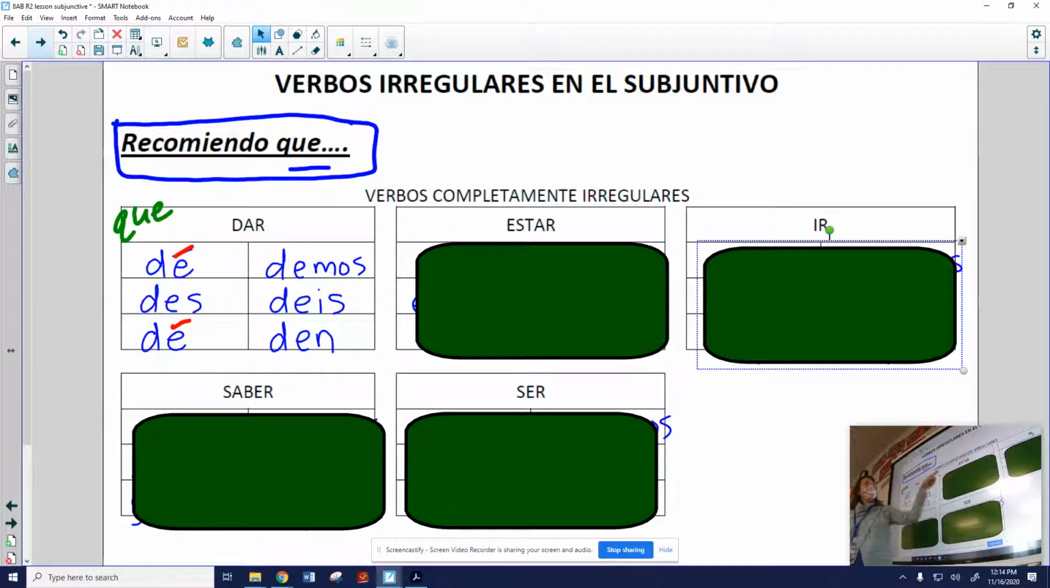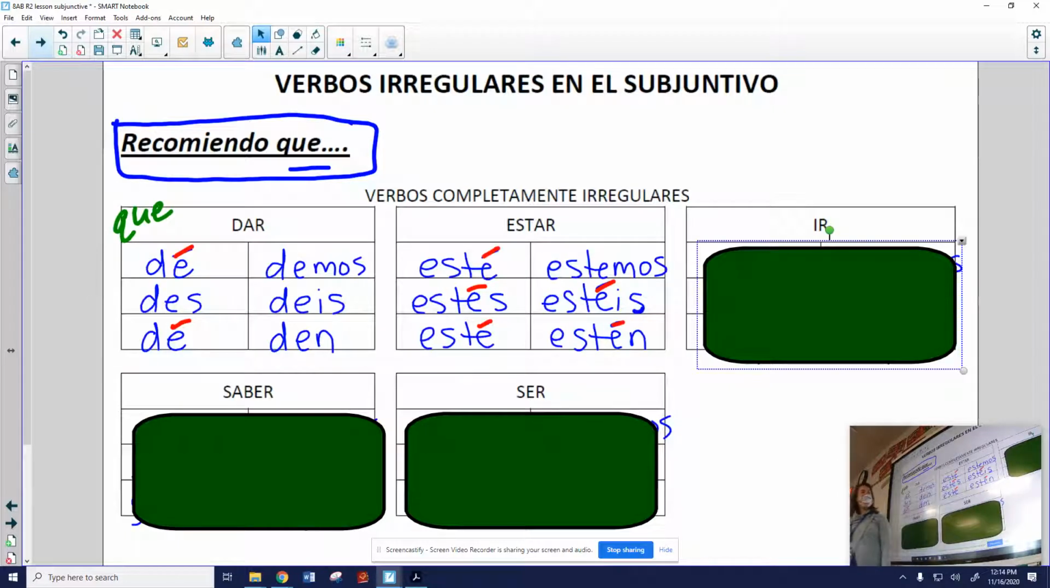El verbo estar, to be. Like for how you feel and where you are, always use the verb estar. Esté, estés, esté, estemos, estéis, estén. Hay acentos. Forma yo, tú, él, vosotros, ellos.